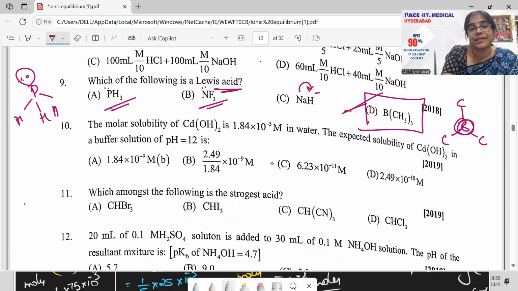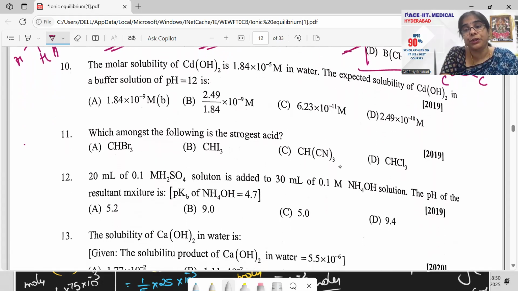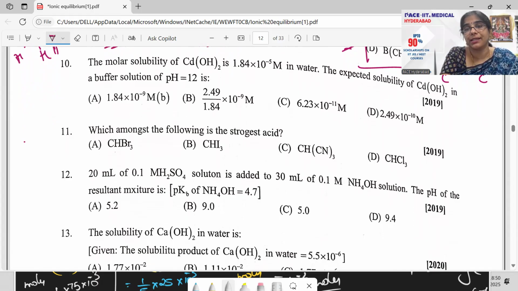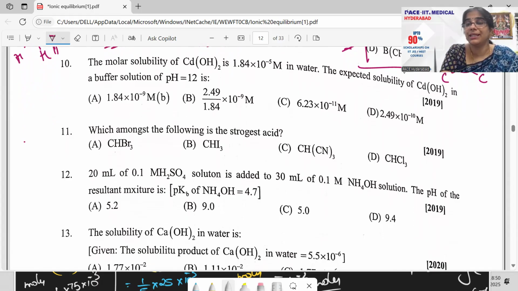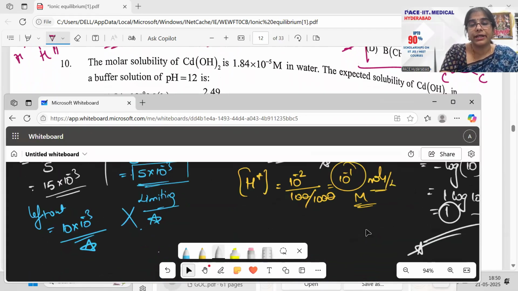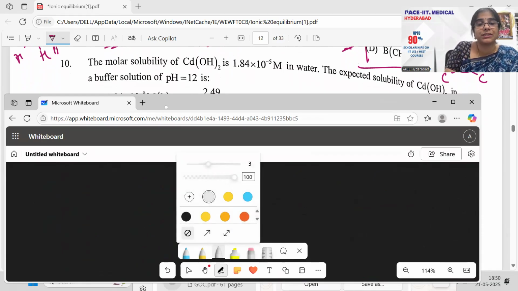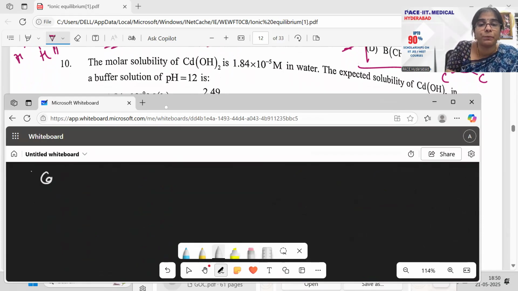All right. Next, moving on with your next question. Molar solubility is given to us here, something related to solubility. Then I talk about salt hydrolysis. We will see about hydrolysis, right? All right. Now let's go on with that question. Solubility of cadmium hydroxide is given to us. So let's first write cadmium hydroxide.